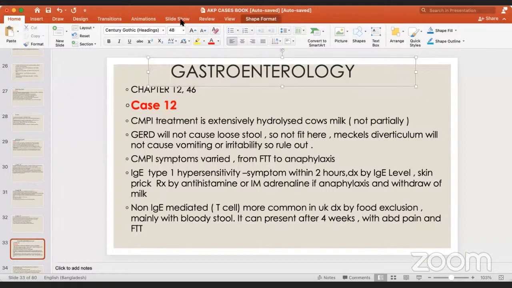Sometimes we can give soy milk, but this is a 3-month-old female child. Soy milk usually we give at which age? More than 6 months, not 7 years. We don't give milk at 7 years, right? So soy based we will give at more than 6 months, and soy milk we cannot give in a male child.